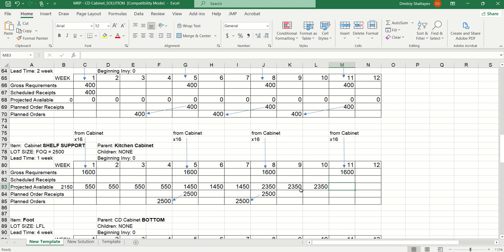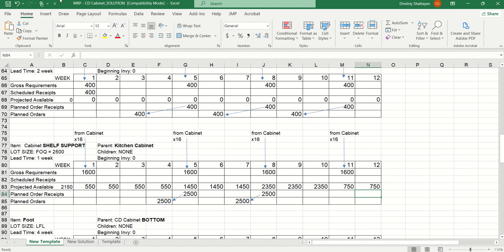Do I have enough for week 11? Yeah, I do, right? So out of 2,350 shelf holders, I'm going to use 1,600, and that will leave me with 750, right? Yep, 750 units, and no need to order and receive another box because I had enough. So this 750 will be still sitting in the week number 12, okay? Any questions? Concerns, complaints, sarcastic comments?